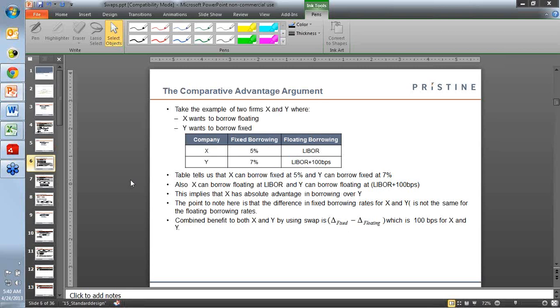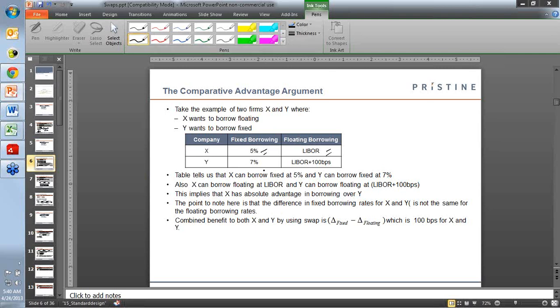So this is an example of two firms, X and Y. X has a fixed borrowing cost of 5% and a floating borrowing cost of LIBOR. LIBOR is the London Interbank Offered Rate. This is usually used as the basis for floating rate transactions, so most of the banks use this to determine the floating rate payments.